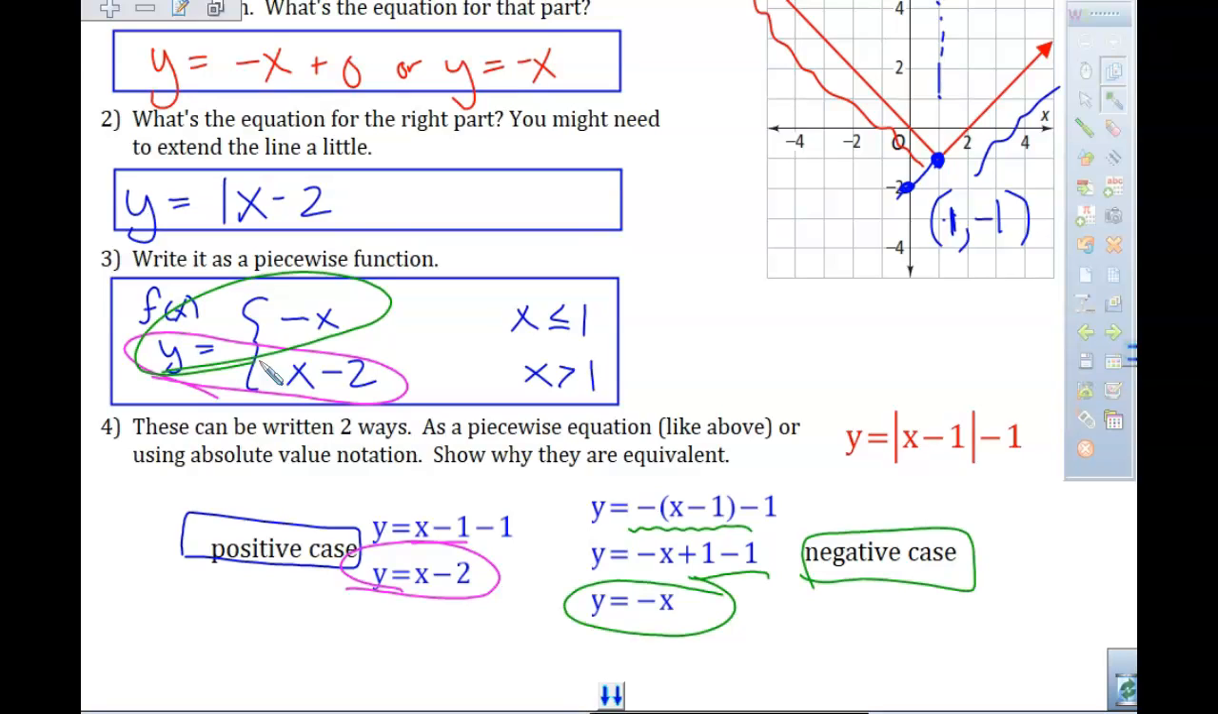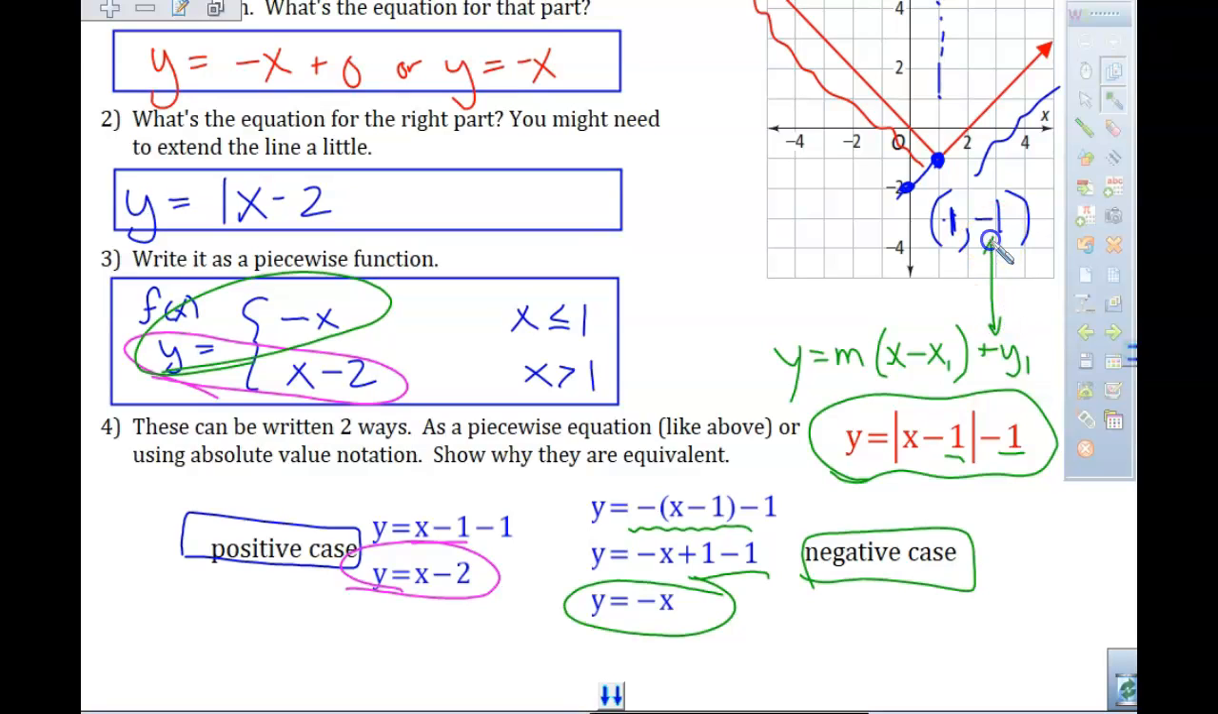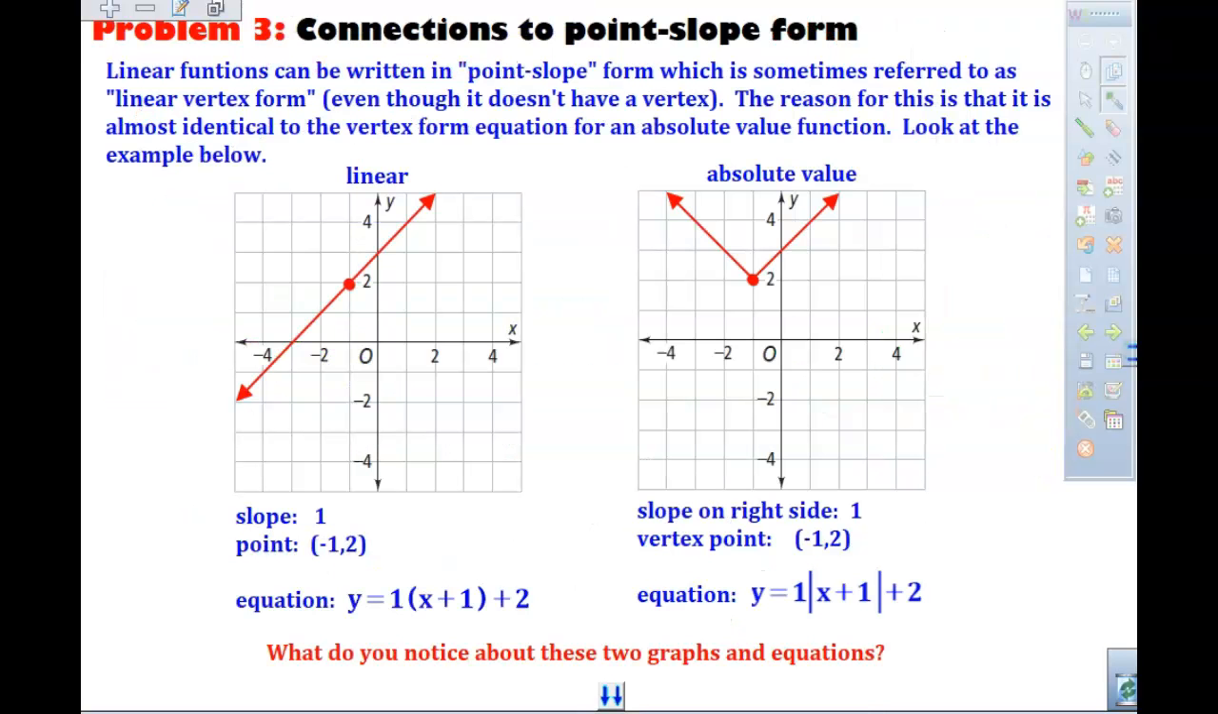So for a lot of people, writing a piecewise function or writing it this way is way easier because these 2 numbers tell me, remember, point slope form, y equals m times x minus x1 plus y1. Look at this point, that's my y1, right? And here, this is my x1. Only thing now, instead of parentheses, it's absolute value. So this is a form we're going to continue to use and use and use.